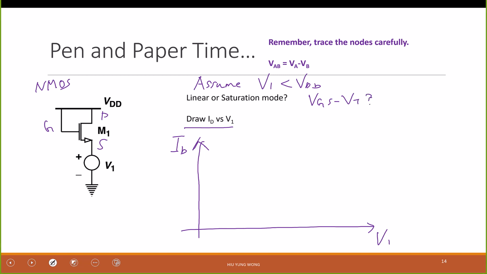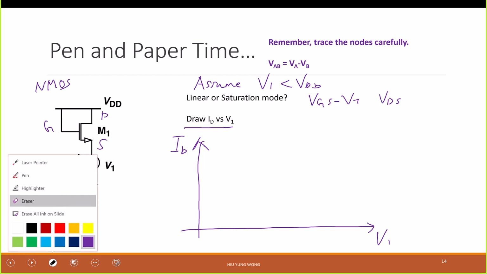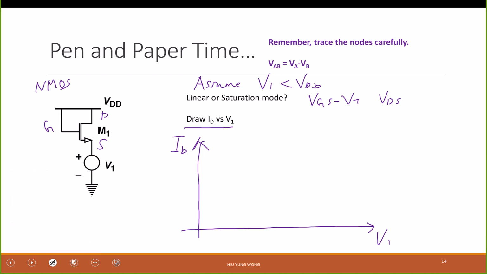VDS. Right? And maybe I'm very confident. Let me just assume that this is smaller than VGS. I can make an assumption, right? But I put a question mark here. So all I need to do is substitution. What is VGS? VDD minus VS minus VT, right?